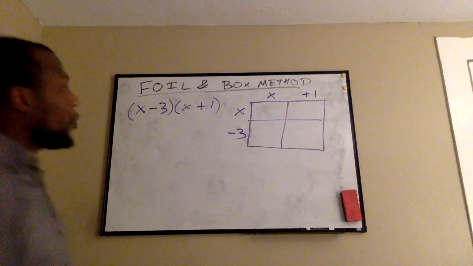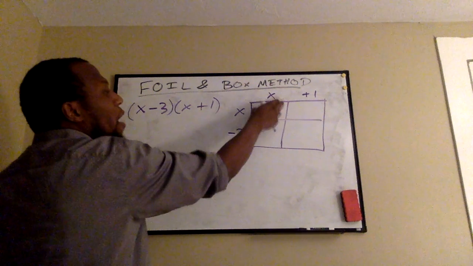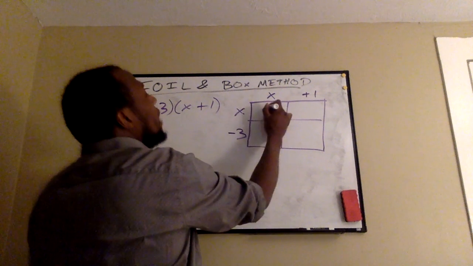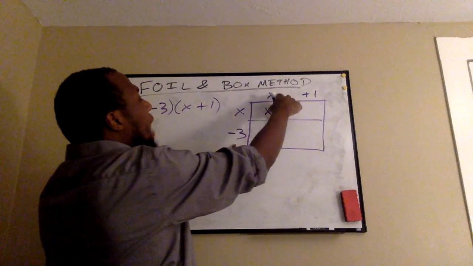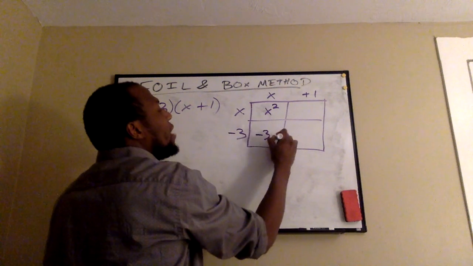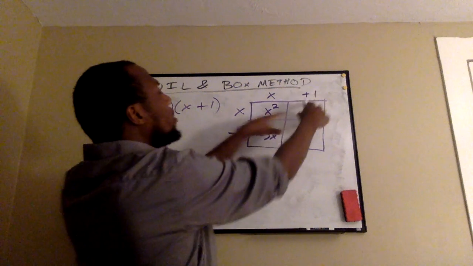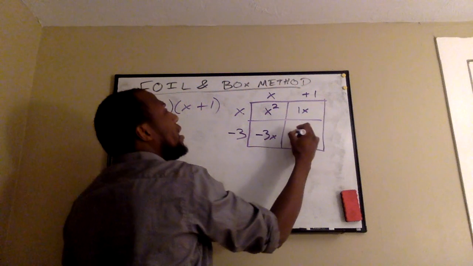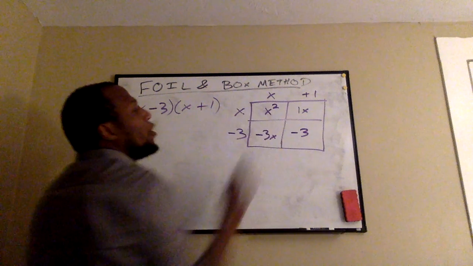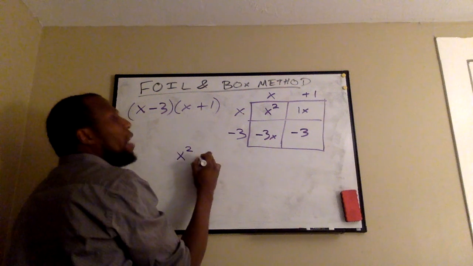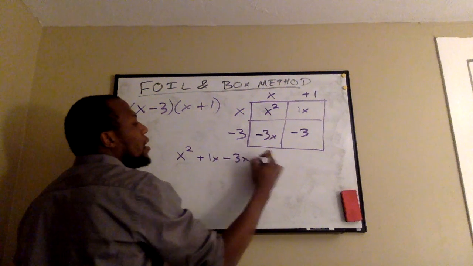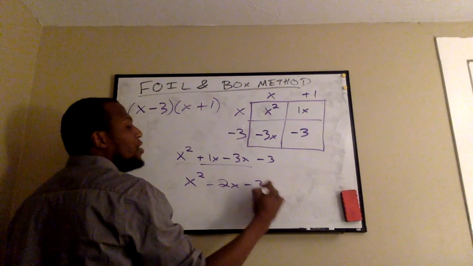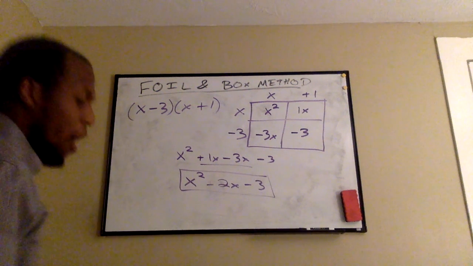What we are going to do is go down a column and across a row, and where the two terms meet, that's where we write our multiplication. So x and x is x squared. x and negative 3 gives us negative 3x. 1 and x is 1x, and then 1 and negative 3 combine to be negative 3. I have 1, 2, 3, 4 terms. I rewrite them so that I can get organized, combine my like terms, and we end up with x squared minus 2x minus 3 as our final answer.